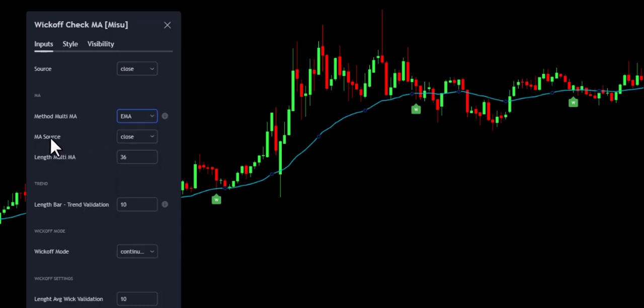Next is the moving average source, which we are going to leave at default. Also is the length of the moving average, which you can set to your preferred moving average length, but on this strategy, we are going to set it to 100.